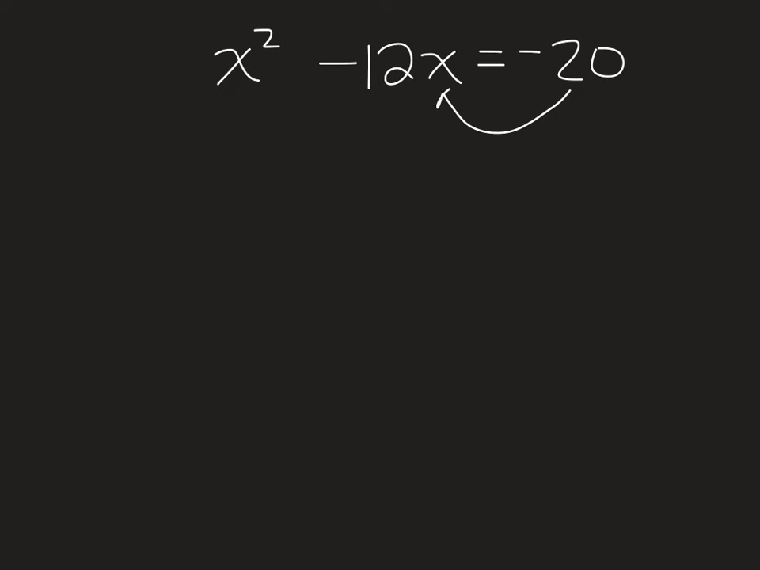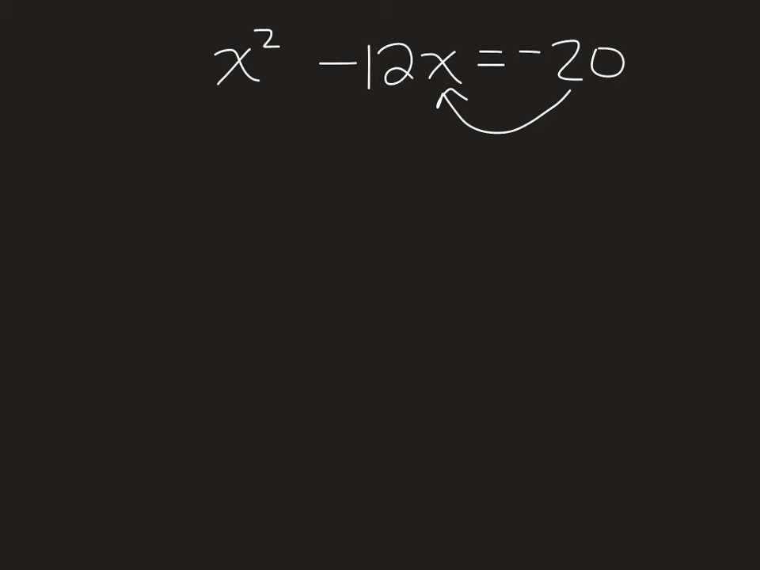Okay? So let's check out this particular problem here. We have x squared minus 12x equals negative 20. Now, the first thing we need to check is whether this is in quadratic standard form. And the answer is no, because remember, ax squared plus bx plus c equals 0. Here we have it equal to negative 20. So before we start with the quadratic formula, I need to make this equation equal to 0. So what I'm going to do is take that negative 20 and move it over here.